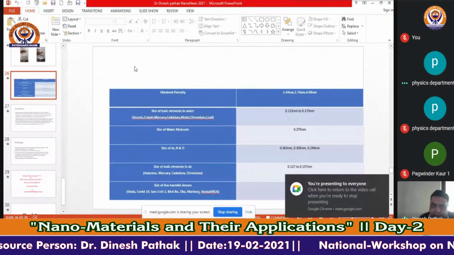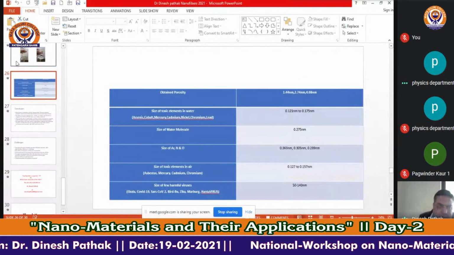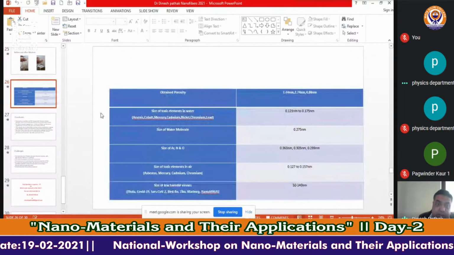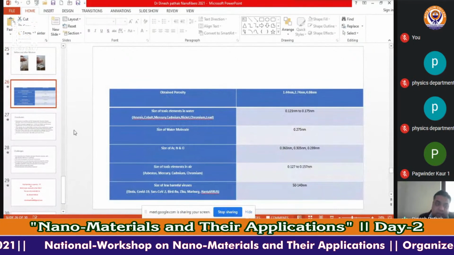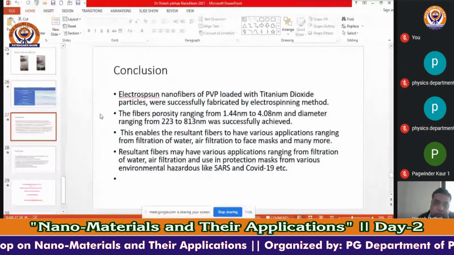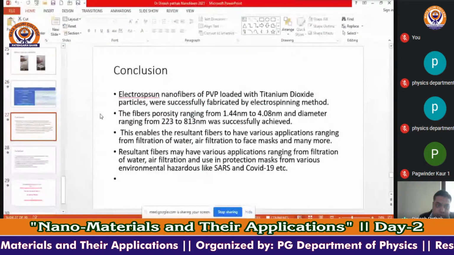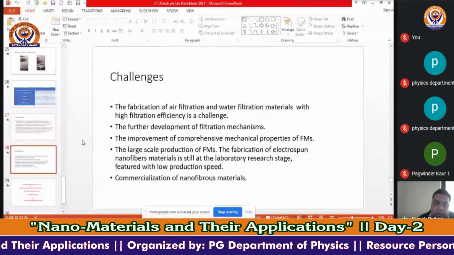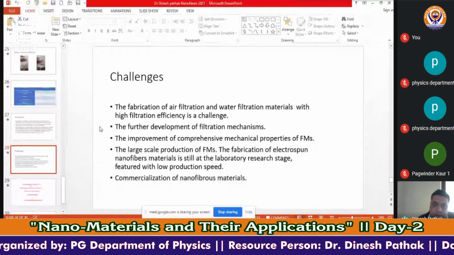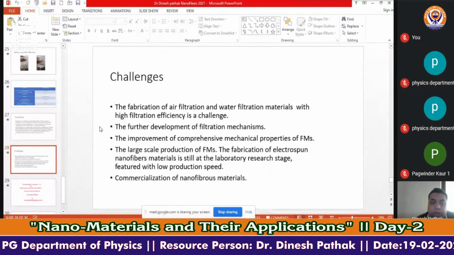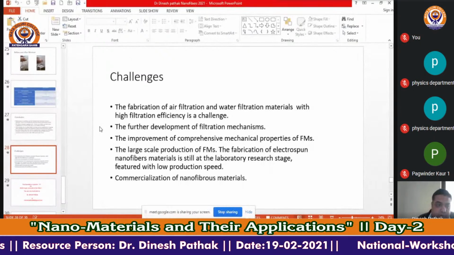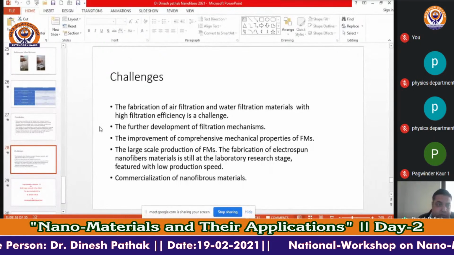Conclusion is that I think I already discussed water filtration. Then I was saying that the challenge in the nanofiber-based industry is that we need to produce industrial-scale products and then do commercialization, because industry doesn't need 1 or 2 centimeter scale nanofibers, but needs them in kilograms or in tons.